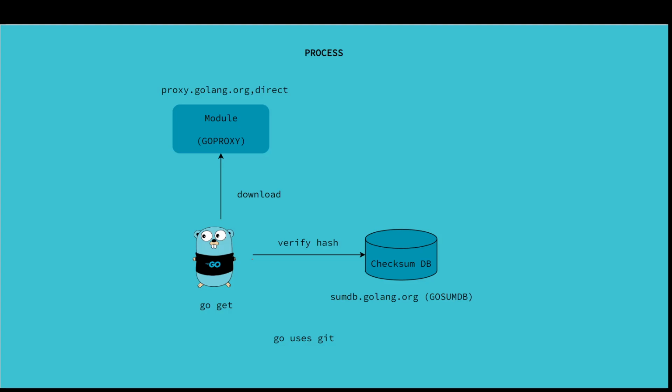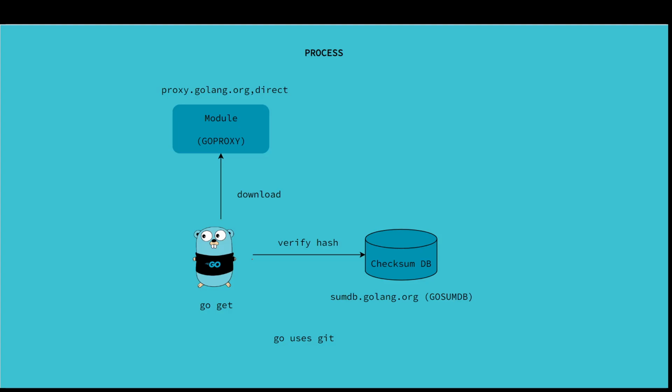Having said that, this is a two-step process. First, it tries to download the module. Once it is successful in downloading a module, it will verify the hash of that module with a database. If the hash doesn't match, it will not accept the download. If the hash matches, it will accept the download. That is to make sure that the version of the module that you have asked for has not been tampered with.